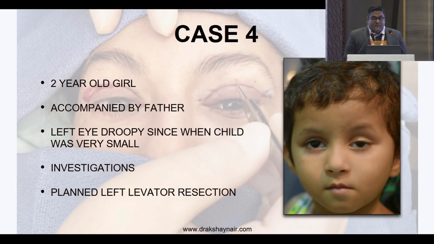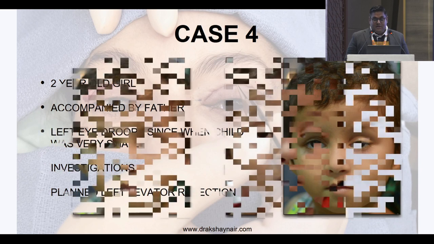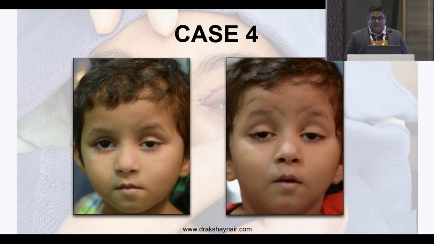Again, case four: this is a two-year-old girl accompanied by the father, and father says that the left eye is smaller, has been small since childhood. Then the mother joined in and said, nonsense, the left eye is just today, but usually it's the right eye. Father and mother were having a fight. Anyway, it looked like a congenital left ptosis, so we planned a left levator resection. And on the day of the surgery, that's how the child came.